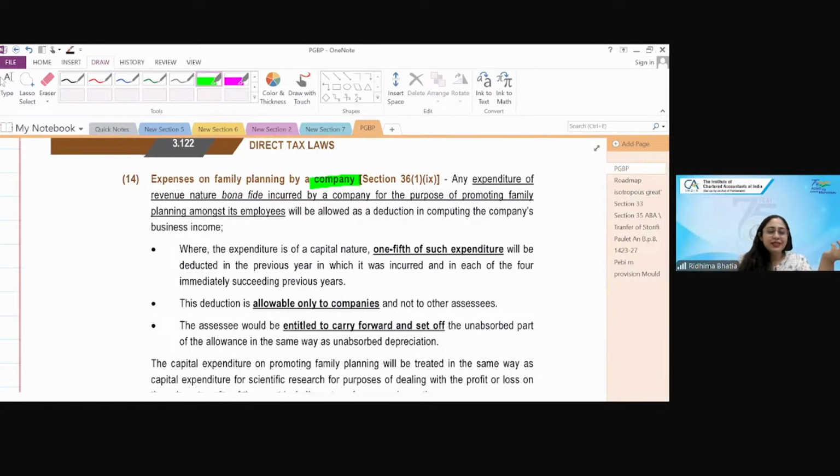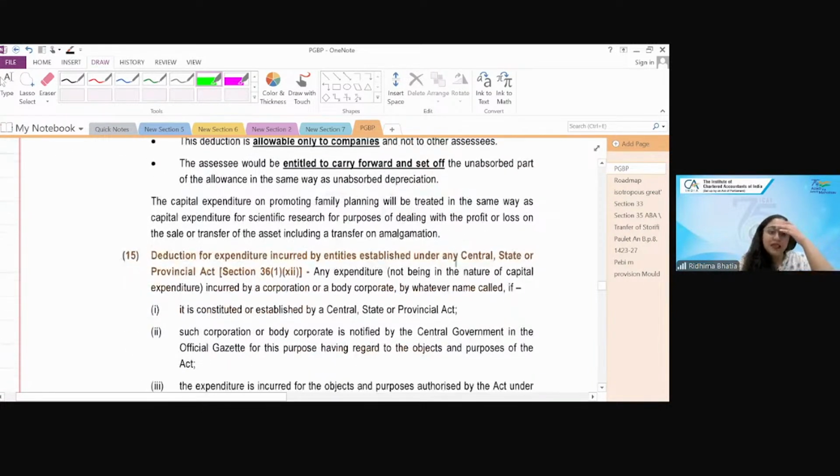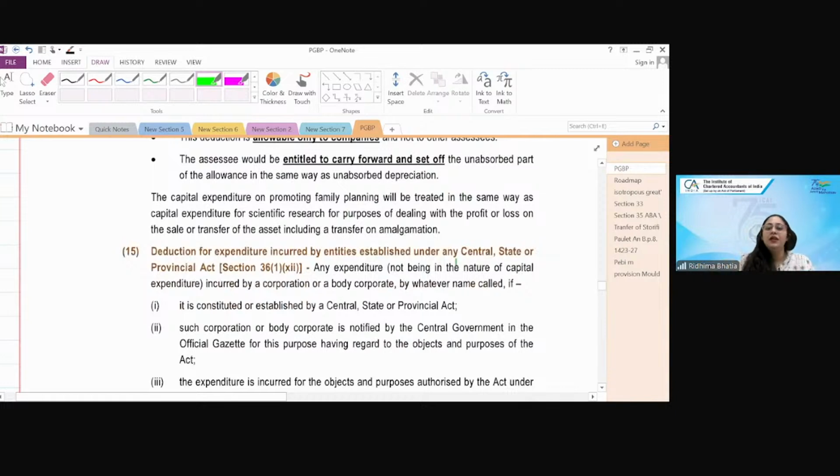So whatever revenue expenditure is there, that anyway is allowed. But capital expenditure is also allowed in 5 installments for 5 years, 1/5 each year would be allowed for the capital expenditure. Revenue expenditure, obviously directly allowed. 1/5 of the capital expenditure is allowed every year for 5 years. Only to companies. Again, deduction for expenditure incurred by central, state, or provincial act. So this is not important.